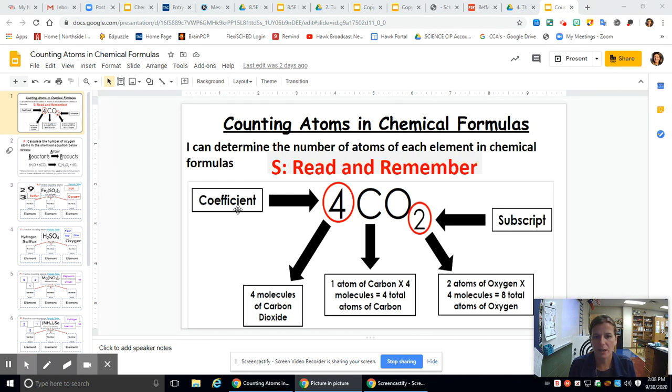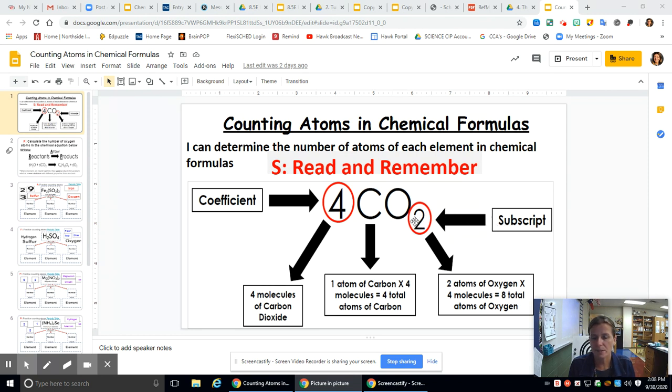A coefficient. A coefficient is the large number in front of the chemical formula or compound. It indicates how many molecules you have of that substance. So this means I have carbon dioxide 4 times. CO2, CO2, CO2, CO2. Next, let's look at the subscript.